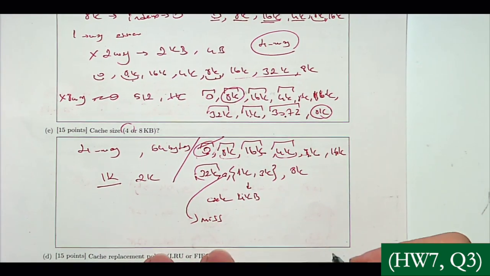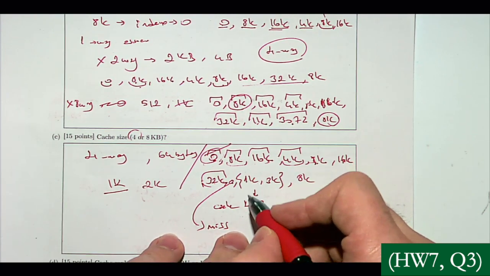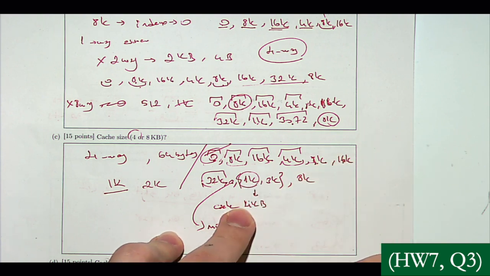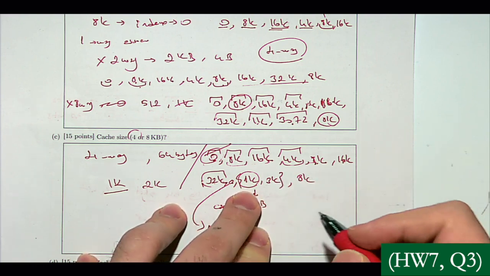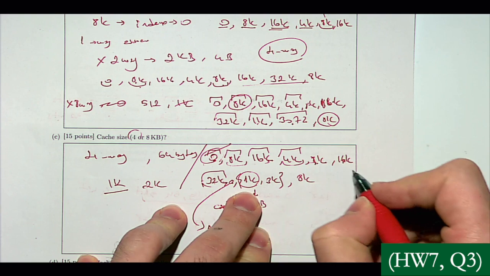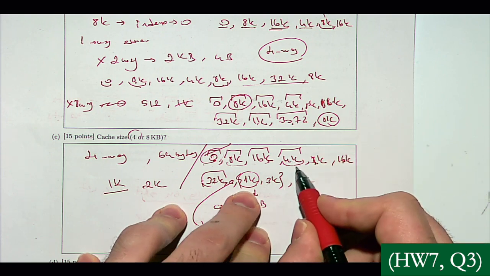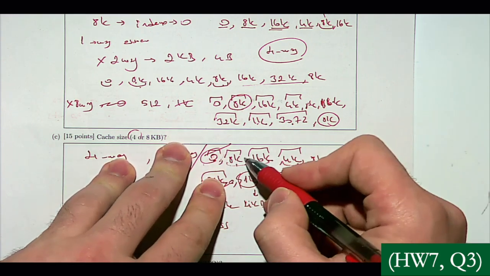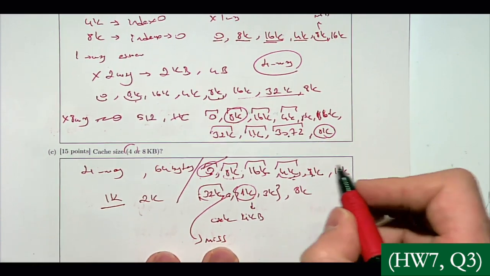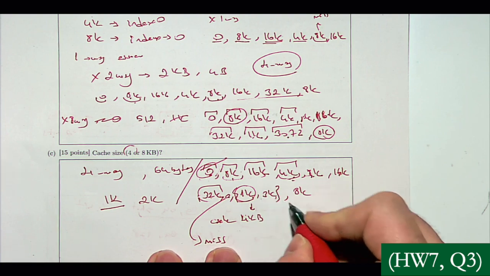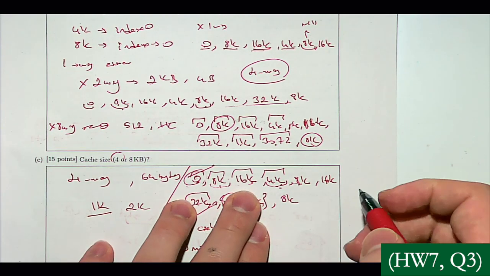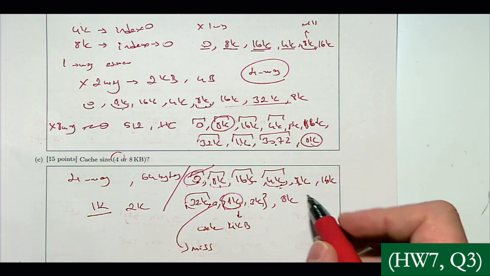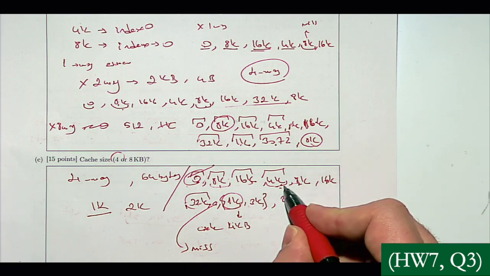So why is that the case? Because if the cache size is 4 kilobytes, basically this is not in the cache, and this also maps to index 0. So basically, I'm going to remove this one or this one. Either of these, if this is FIFO or LRU, either one will be removed. So 1K will be put. And for the 3K, again, I'm going to replace 4K, because this will be the least recently used.